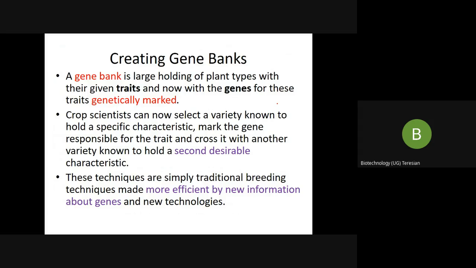Whenever a scientist needs a plant with a particular trait, he can just go to this bank, take that plant, and cross it with another plant having a second desirable trait. A plant having a good, beneficial trait is already there in the bank. He takes that and crosses it with another plant also having another desirable trait. So again, we are doing a breeding technique which is better than our traditional or conventional methods. This concludes our topic in crop improvement.